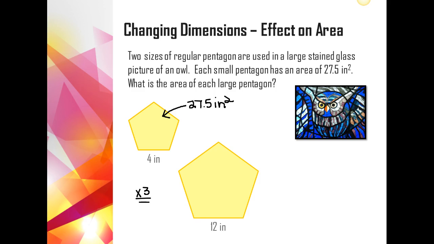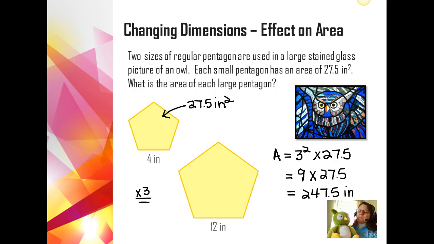We can use this information to find the area of the large pentagon. It will be 3 squared times larger than the area of the small pentagon. In other words, we will have 3 squared times 27.5. 3 squared equals 9, which gives us 9 times 27.5 for a total area of 247.5 inches squared.